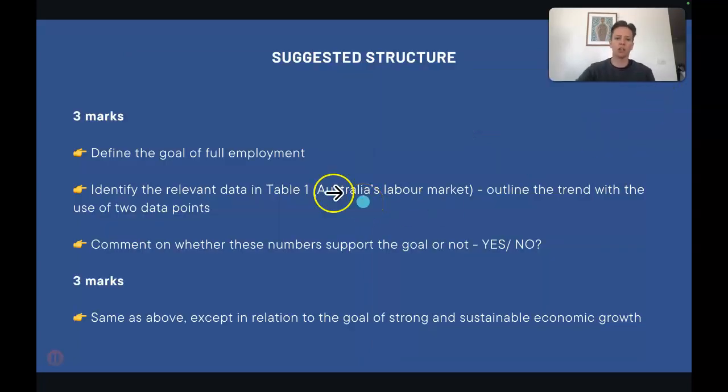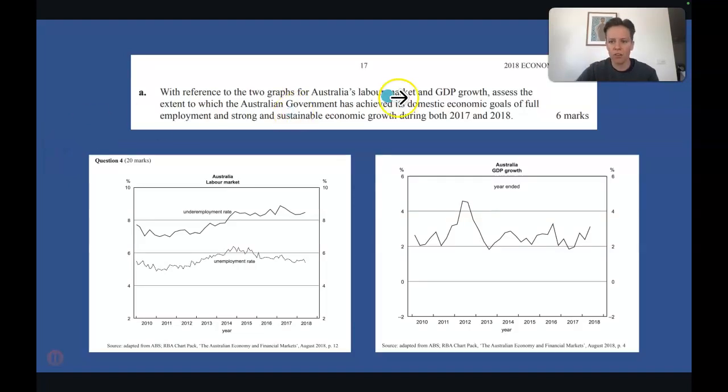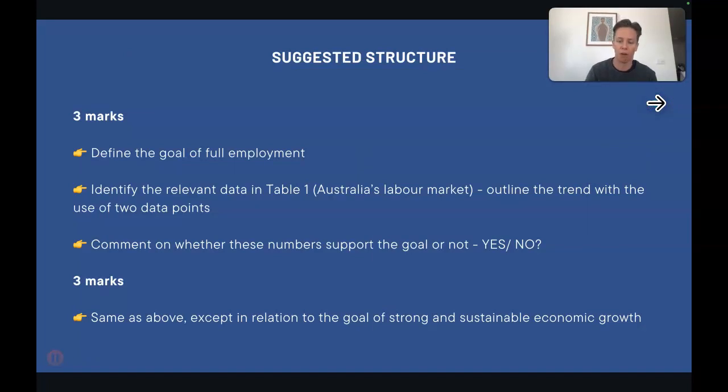So how would you structure it? Look, for me, because it's got a big fat and in it, right, we've got to talk about 2 goals. I don't see this as a 6-mark question. I see it as a 2 by 3 mark question, where for 3 marks, I need to speak to the goal of full employment, and for the other 3 marks, I need to speak to the goal of strong and sustainable economic growth, which hopefully at this stage you're an expert in. So for 3 marks, I'm going to define the goal of full employment. Okay, again, it's just so important to make sure you know that definition so you can effectively set the scene.